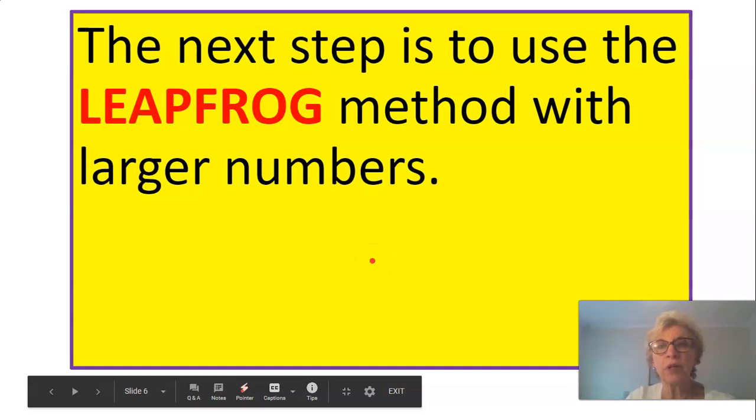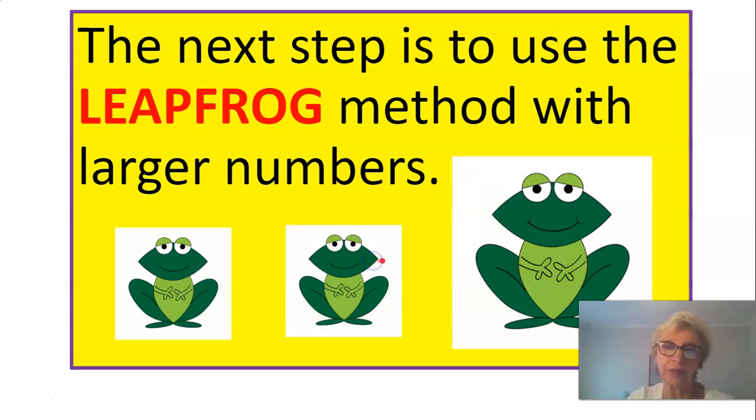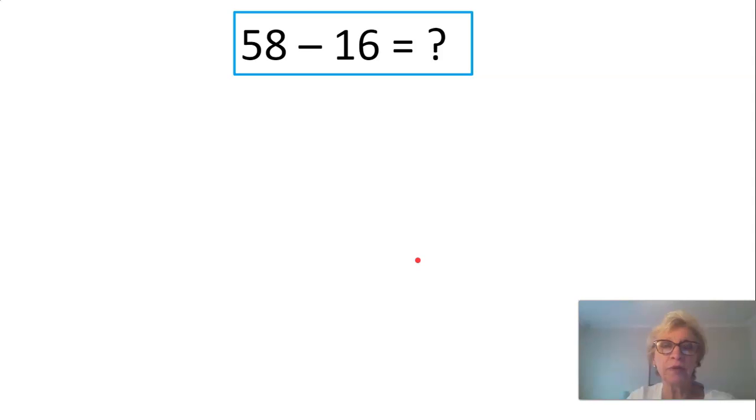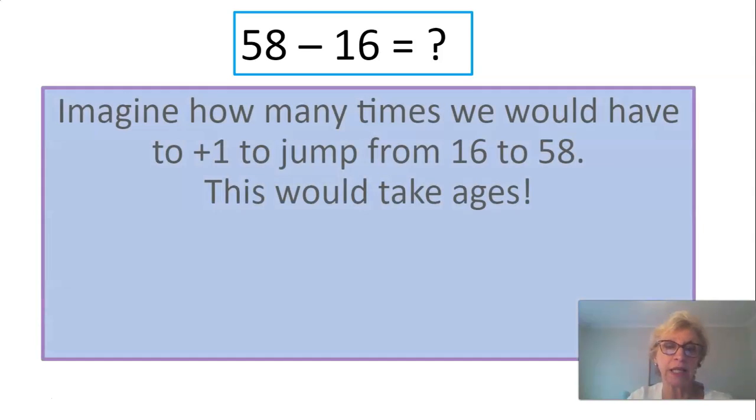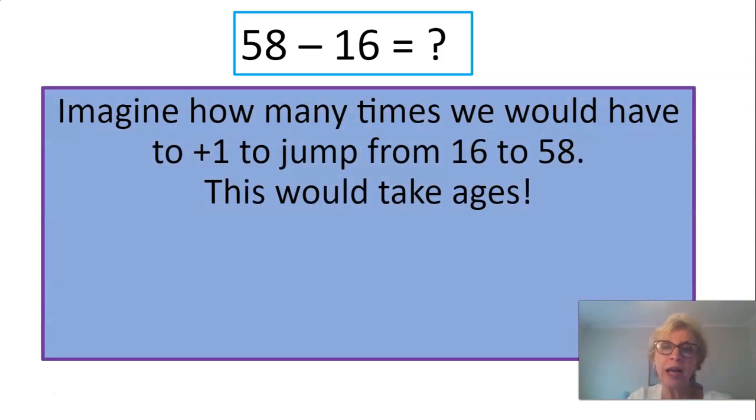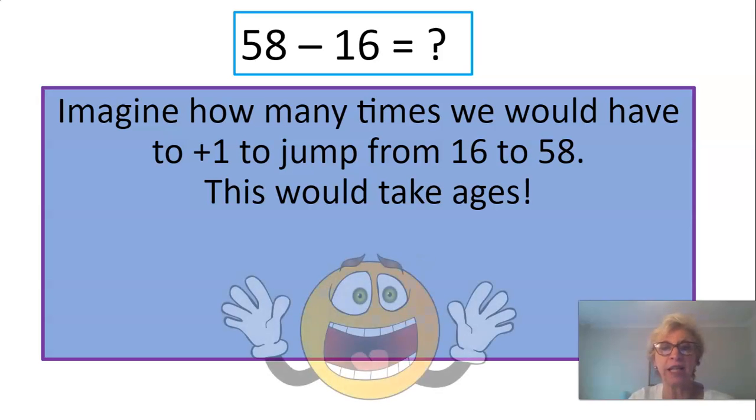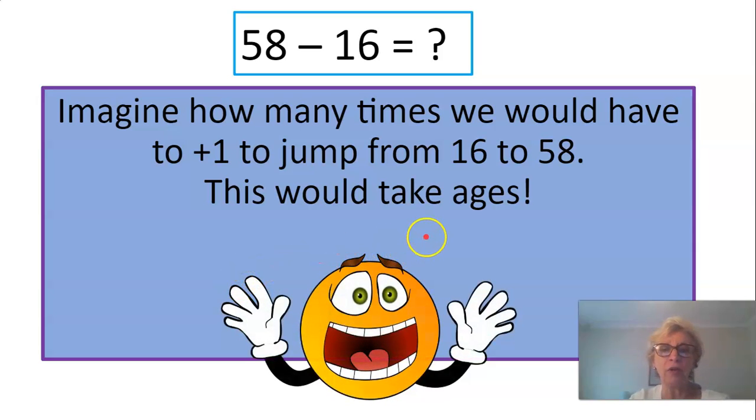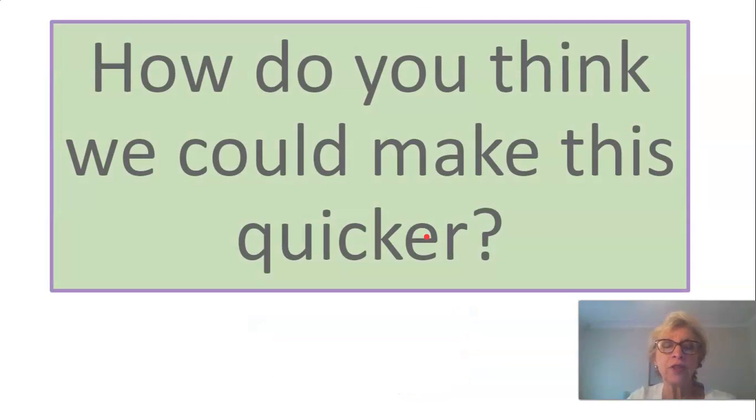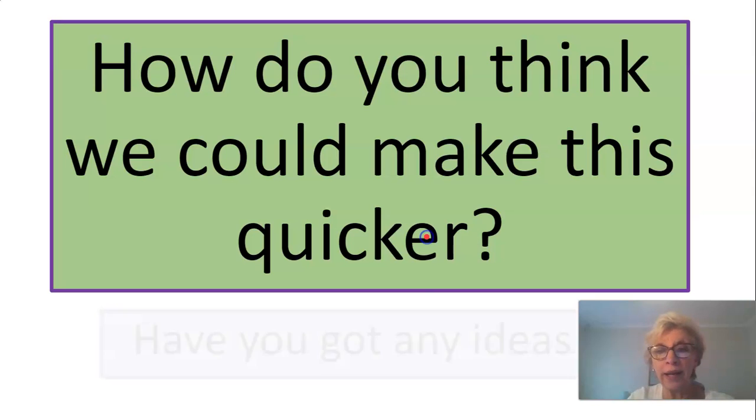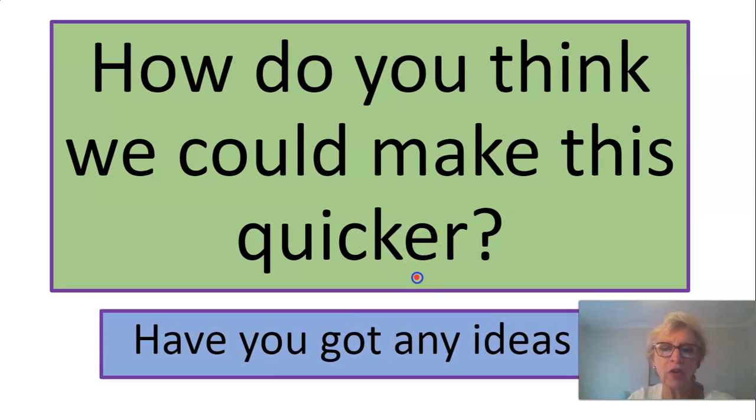The next step is to use the leapfrog method, but using larger numbers, like our frogs getting bigger and bigger. Here's an example, 58 minus or subtract 16, or we are finding the difference between 16 and 58. Now imagine how many times we would have to jump in ones to jump up from 16 to 58. That would take ages. No ways. So how do you think we could make this quicker? What do you think, guys? Have you got any ideas?